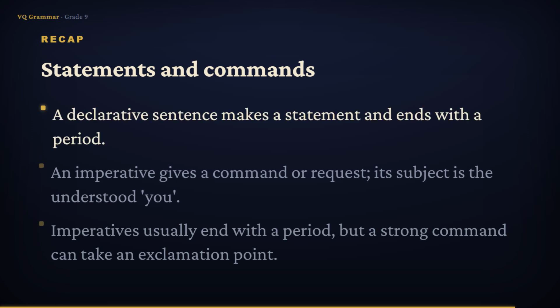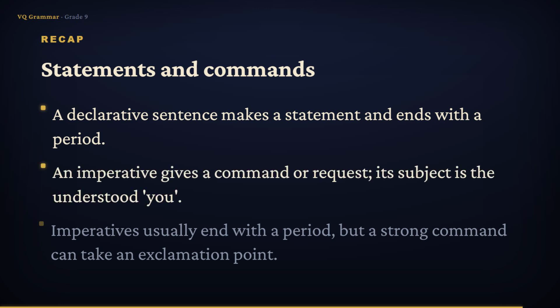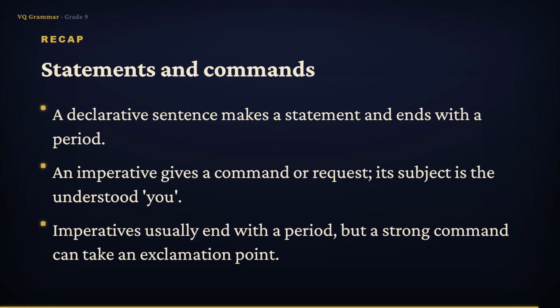A declarative sentence makes a statement. It tells the reader a fact or an opinion, and it ends with a period. An imperative sentence gives a command or a request, and its subject is the understood you, the person being spoken to, even when the word isn't written. And remember the punctuation. Imperatives usually end with a period, but a strong command can take an exclamation point.